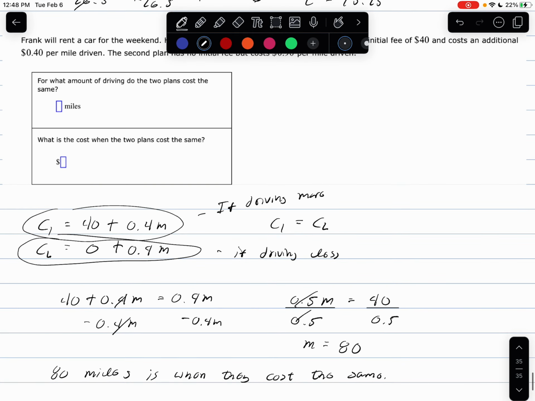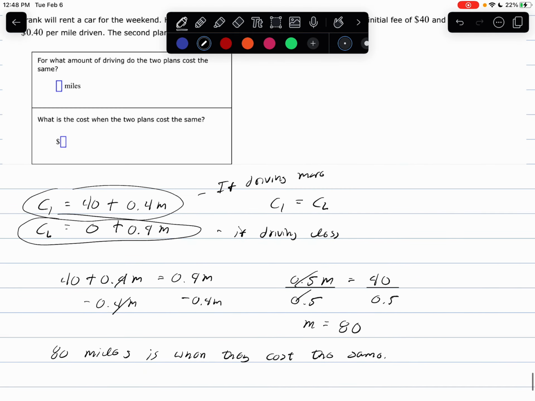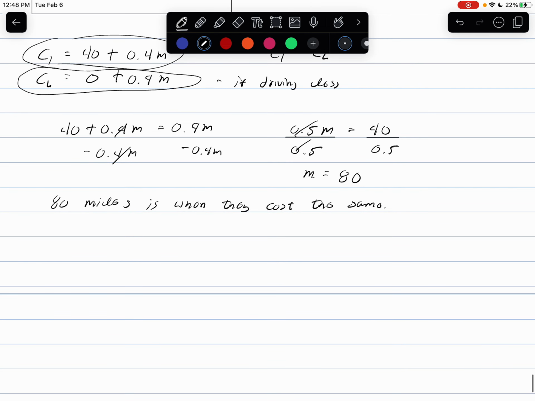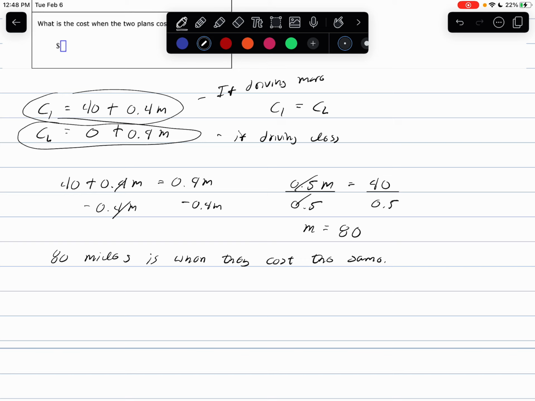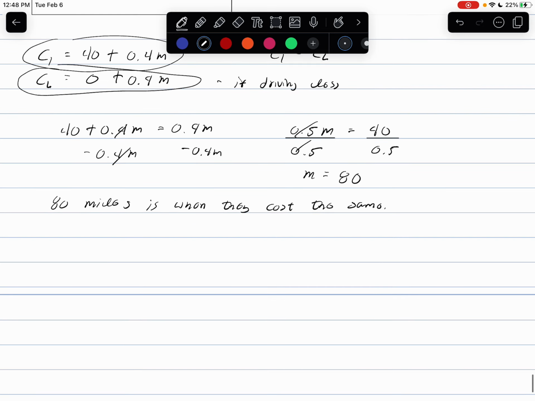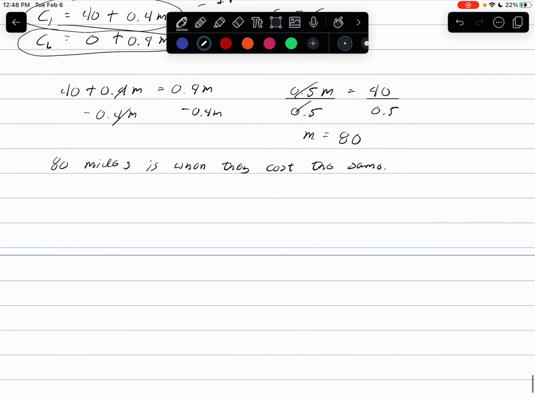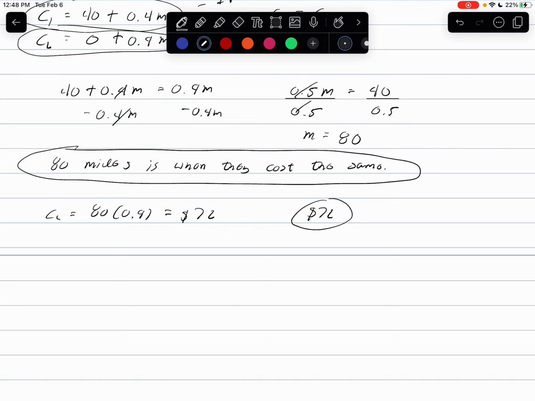Okay? But it also wants to know what is the cost when the two plans cost the same. Well, the nice thing is now we know that if we plug in 80 for m, we're going to get that C1 is equal to C2. So we can just pick our favorite of these two equations. I like C2 because it's just 0.9m. So we have C2 is equal to 80 times 0.9. And that's going to give us $72. So $72 is what they are when they cost the same, and 80 miles is when they cost the same.